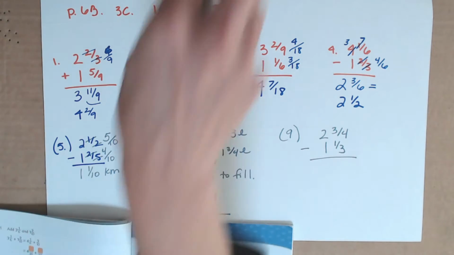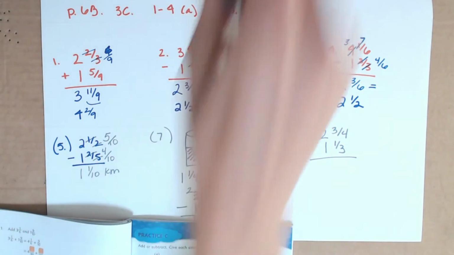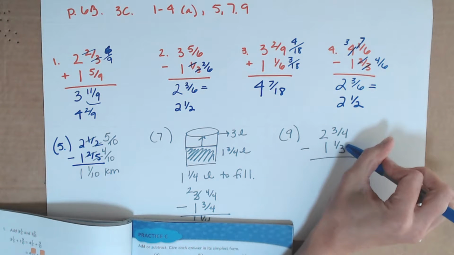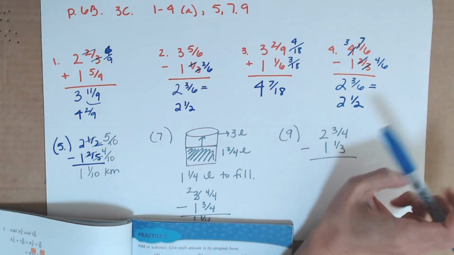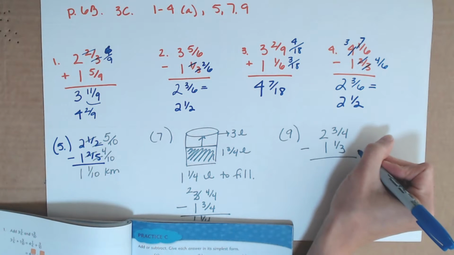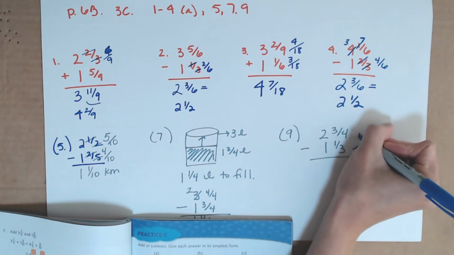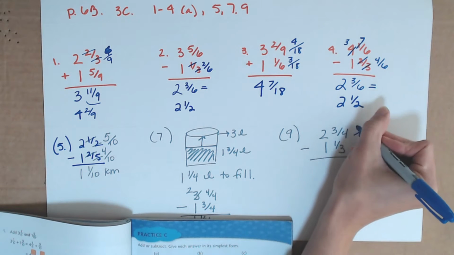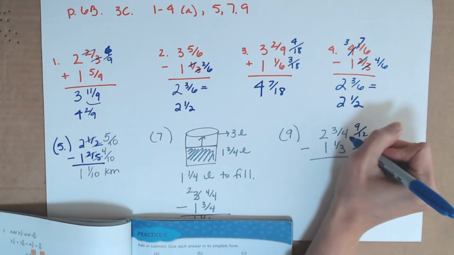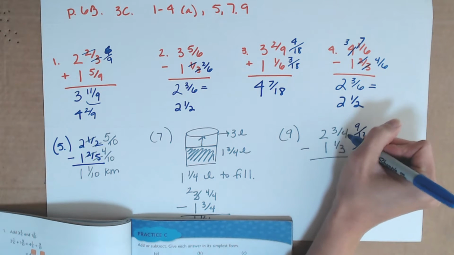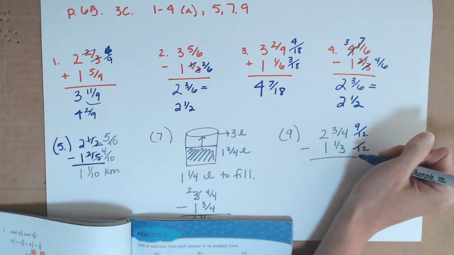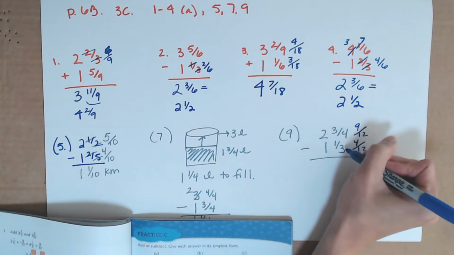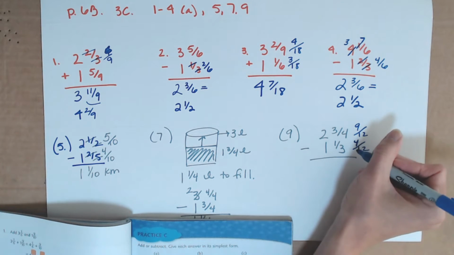We need like denominators so that we can subtract our fractional part. We are starting with 4 and 3 as our denominators. So hopefully you will think of 12 as a multiple of both 4 and 3. So 3/4 becomes 9/12 because I multiplied numerator and denominator both by 3. 1/3 becomes 4/12 because I multiplied numerator and denominator both by 4.